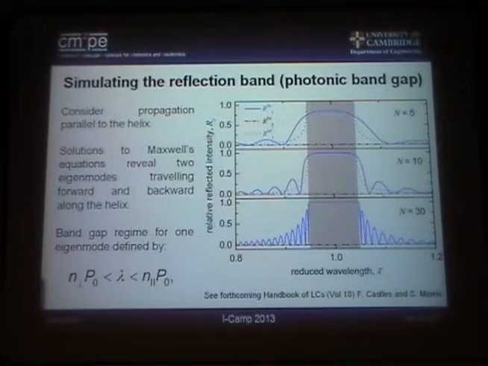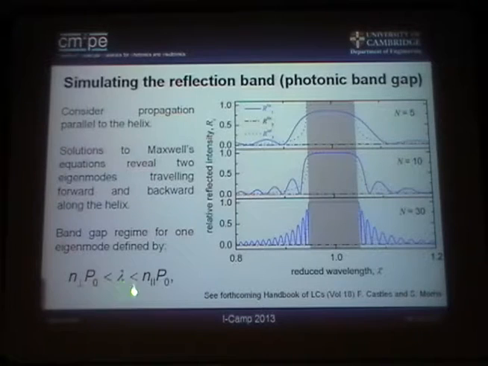So you can simulate the band gap of a chiral nematic if you know its optical properties and its pitch, and there's been huge amounts of work done on this over the last 60 years, so I'm not going to go into detail. What I wanted to point out is the nice thing about cholesteric or chiral nematic liquid crystals: if you consider light traveling parallel to the helix axis, there's an exact solution to Maxwell's equations. It's an exact analytical solution. It's not the same case for the oblique modes, but certainly parallel to that, you can actually solve Maxwell's equations.